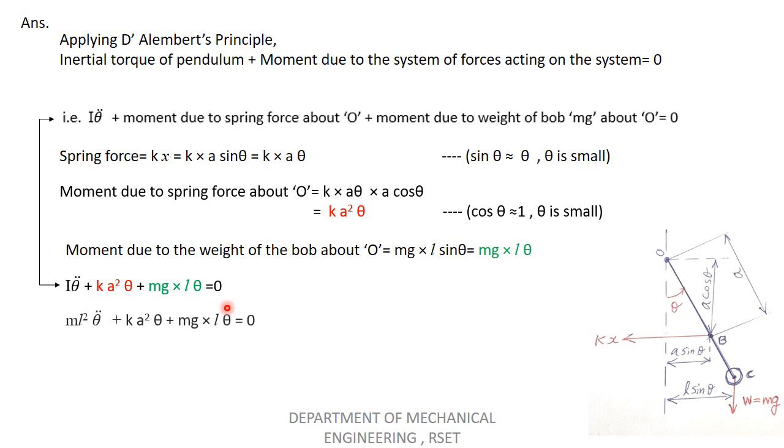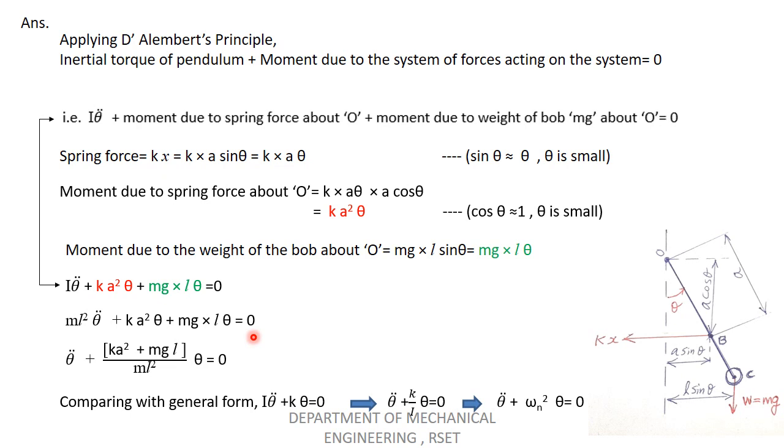D'Alembert's principle is written. Now I'll write the moment of inertia of the slender bar or this long pendulum. It is ml square, mass into the length of the pendulum squared. That is the equation for the mass moment of inertia of the pendulum. Okay, ml square. You have studied this in mechanics, I think. So we can use that equation: ml square theta double dot plus k a square theta plus mgl theta. Okay. Now we can rewrite this equation like this. I'm dividing the equation by ml square.